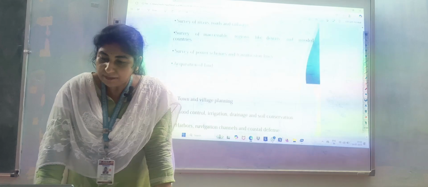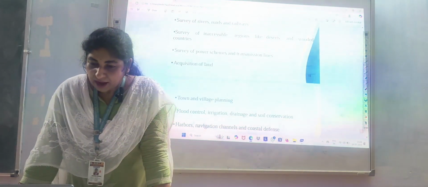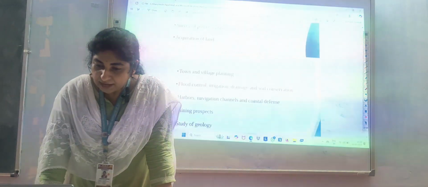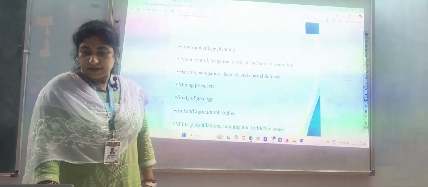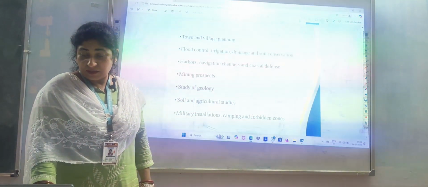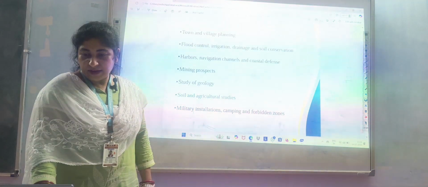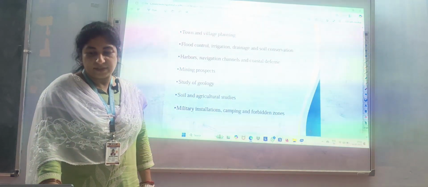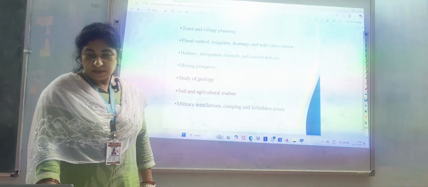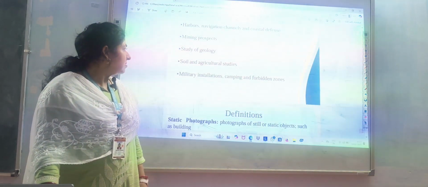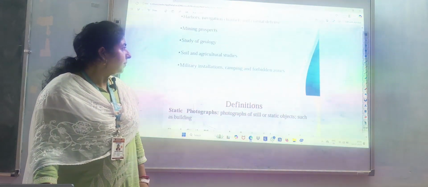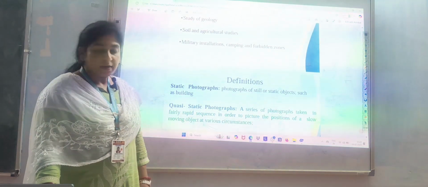Survey of power schemes, transmission lines. Acquisition of land. Town and village planning. Flood control, irrigation, drainage and soil conservation. Harbors, navigation channels and coastal defense. Mining prospects, study of geology, soil and agricultural studies, military installation, camping and forbidden zones.